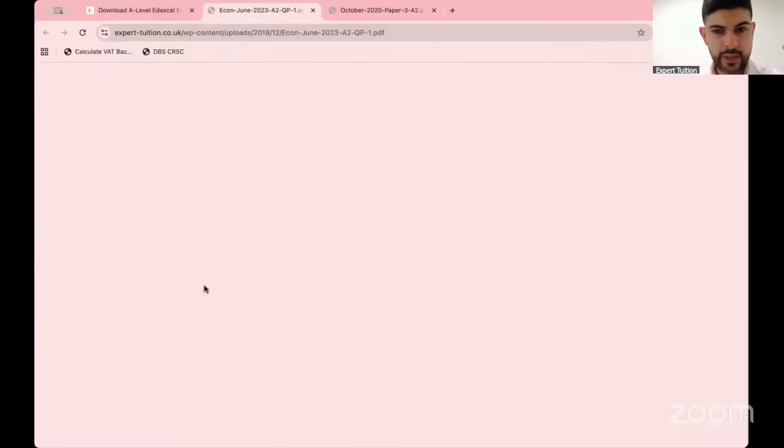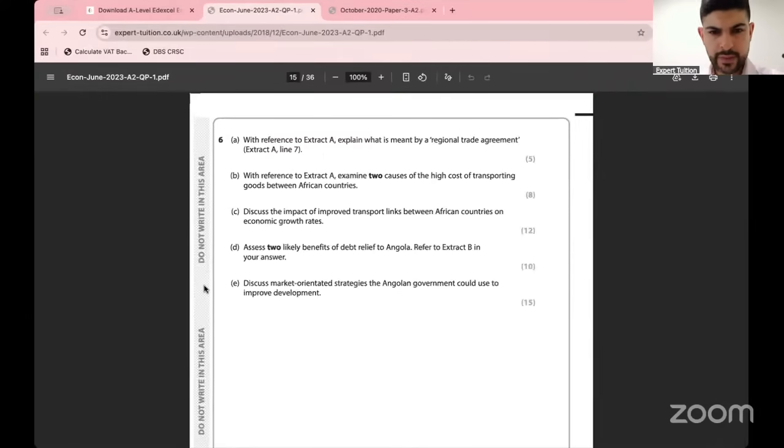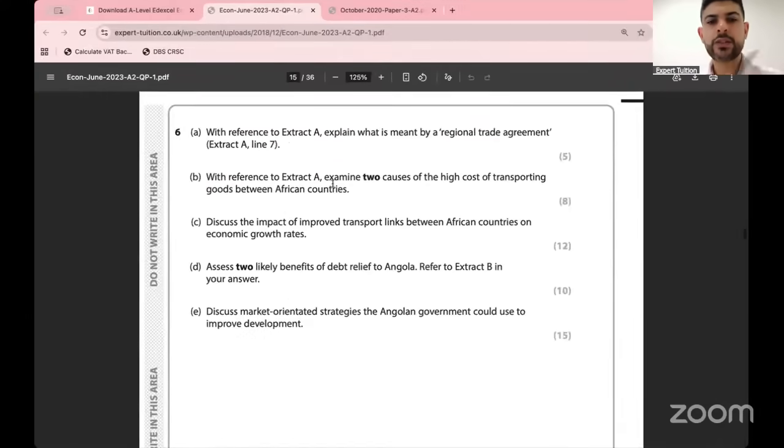2023, Angola again. Look at the 10 marker. Yeah, it is. Assess two likely benefits of debt relief to Angola. One is really easy. The government now has more money left over that they don't need to pay towards debts. They can instead invest into areas like education and healthcare. So that's pretty straightforward.